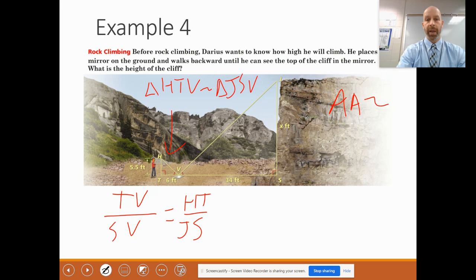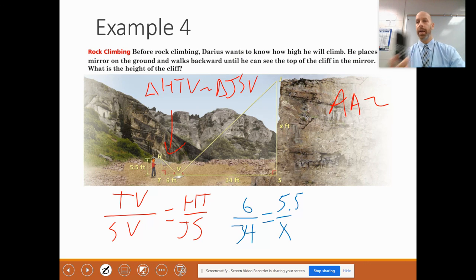So look carefully. Now we can go ahead and convert that. What's the length of TV? Well, TV, I think, is 6. SV is 34, just plugging in the numbers off the picture. HT is 5.5, and JS is X. Now we can go ahead and cross multiply.